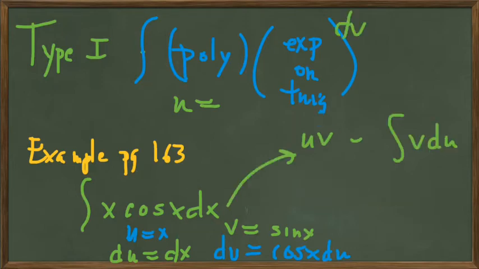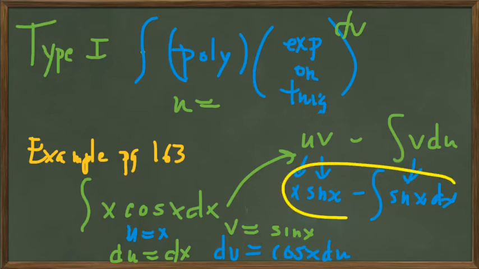So let's put them together. The u is x, and the v is sine x, and then we've got minus the integral of v, which is sine x, and du is dx. So did we accomplish anything in rewriting the integral in this new structure? Yes, definitely we did, because now the integral is the integral of sine x, which we can do.